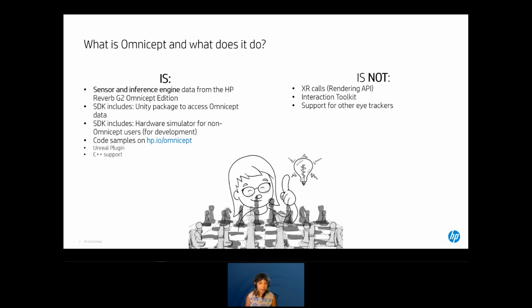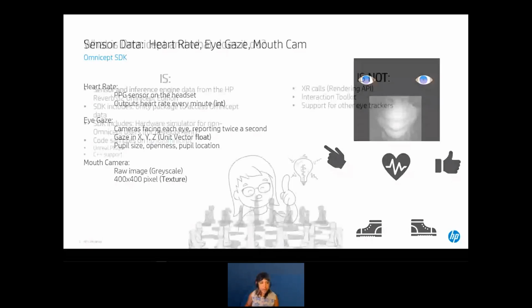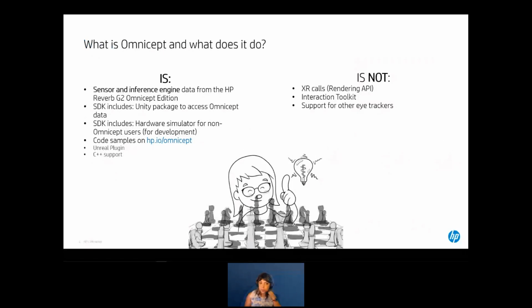You'll see here I have a link to hp.io/Omnicept. So that's our developer portal for Omnicept. And you'll find the SDK there. You'll find documentation there, but you'll also find code samples. So today we will go over a code sample that we made specifically for you guys. But there are simpler code samples that we have there. We have a variety of things there. So that's the place to go, the place to be.